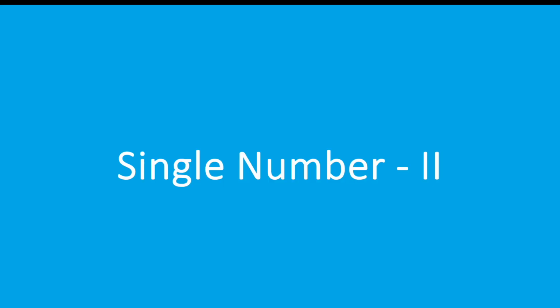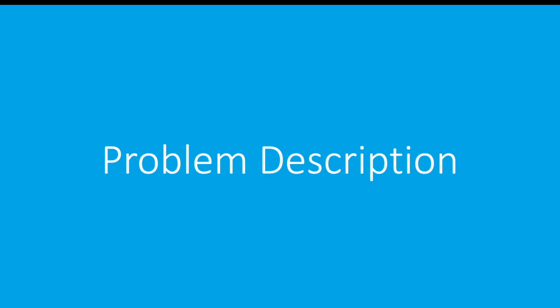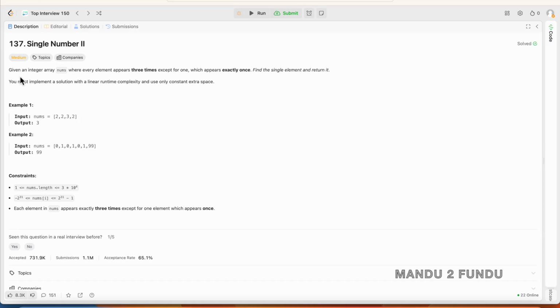In this video, I'm going to discuss the solution for the single number problem. Let's look at the problem description. We are given an integer array nums where every element appears 3 times except for one, which appears exactly once. We have to find that single element and return it. Also, we are expected to implement this solution with a linear runtime complexity and with constant extra space.